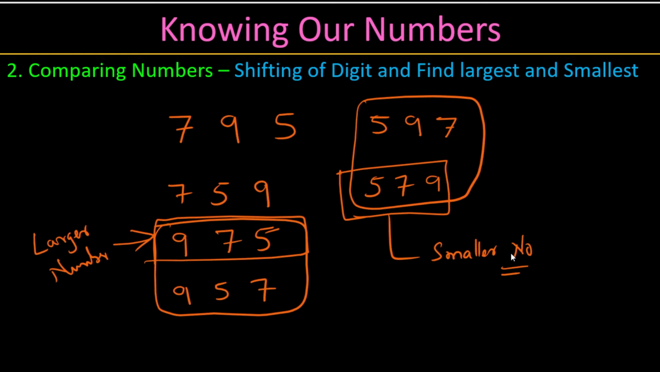So this is how we need to understand it, even if the question is asked in the examination. They'll give one number like this, and you shift it and make the generated numbers, and out of those numbers find the largest and the smallest. This is how we need to do it.